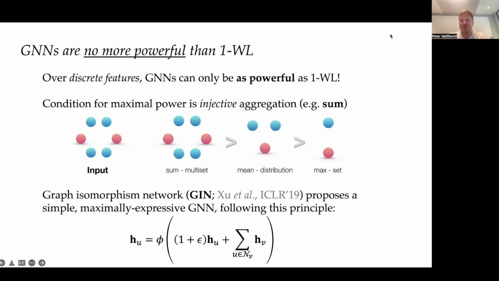So using this, the authors of the Graph Isomorphism Network paper, or GIN, have been able to show that you can have a simple GNN which uses the sum aggregation, which is maximally expressive. So here you can see that you have some component that depends on the center node, and it's weighed by this factor of epsilon, which is learnable. And you have also a summation over all the neighborhood features. And this layer, the GIN model, is provably the most powerful GNN over discrete features.